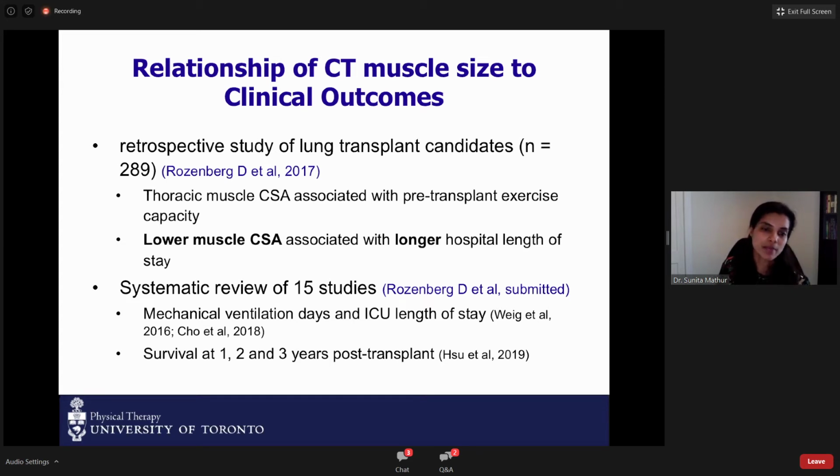So CT muscle mass has been related to the days on mechanical ventilation or length of ICU stay after a transplant. And in one study, it was even linked to survival at 1, 2, and 3 years post-transplant. So that was very interesting to see as well. So this is a promising technique that we're hoping to use more. As I said, we can use it in larger cohorts of patients so we can look at these important clinical outcomes.